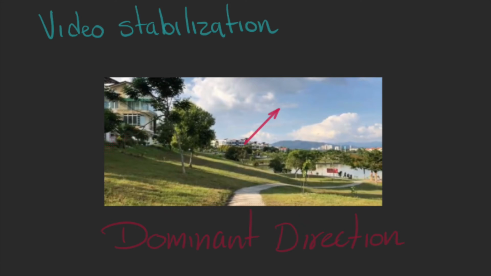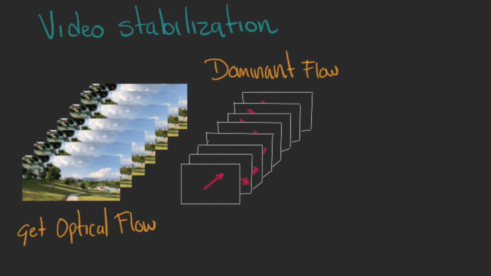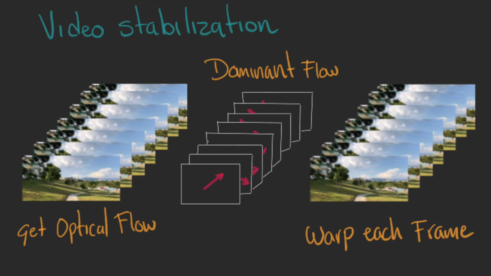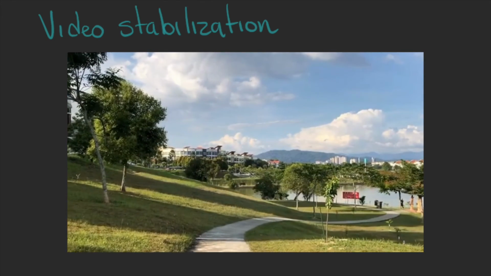This is because as we move the camera, all the scene moves in a similar way. And although many objects might be moving in different directions, at the end, the most dominant orientation will be related to the camera movement. So we can use that information to warp each video frame and compensate for the movement, resulting in a better video quality.